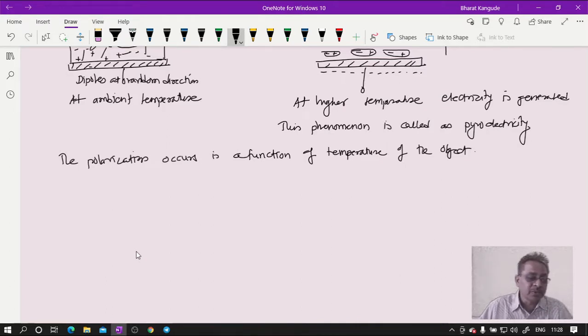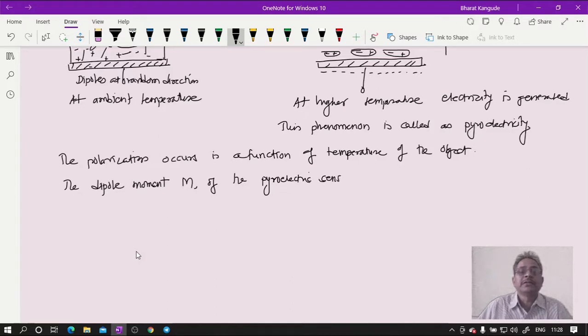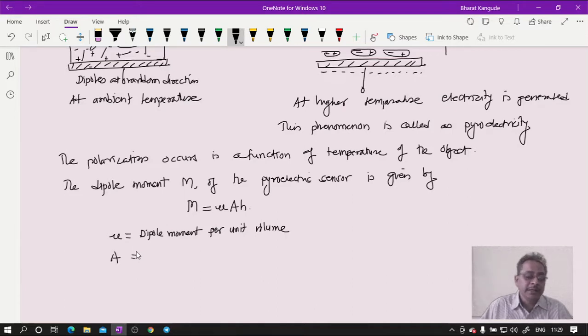Then there is one relation we are supposed to write here: the dipole moment. The dipole moment, capital M, of the pyroelectric sensor is given by capital M equals mu times capital A times H, where small mu is the dipole moment per unit volume, capital A is the sensor's area, and H is its thickness.